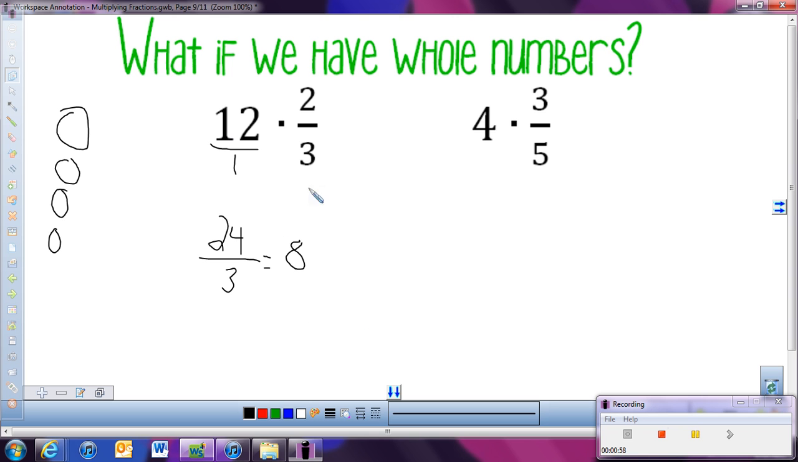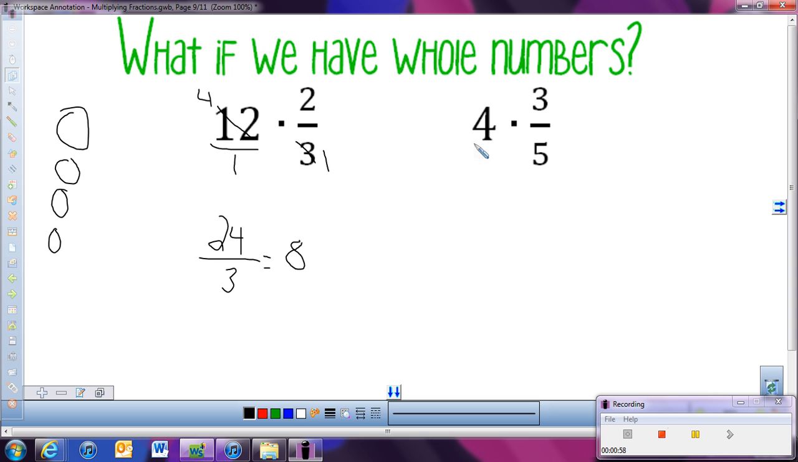If we wanted to, we could do our cross-simplifying first, because we could simplify 12 and 3. 3 goes into 12 and 3. 3 goes into 3 once. And 3 goes into 12 4 times. And then I'm left with 4 times 2, which gives us 8. So again, that's just that helpful way to simplify first rather than at the end, but you don't have to do it that way.